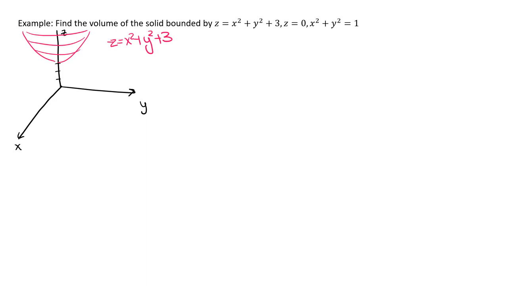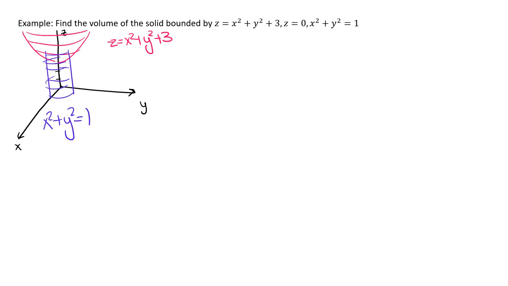That z equals x squared plus y squared plus 3 is a paraboloid. So the x squared plus y squared part tells me I have one of those paraboloids. And the plus 3 means it's been shifted up 3 units. So I've tried to sketch my paraboloid. And then z equals 0 is just my xy plane. So it's bounded, it looks like, on the top by this paraboloid, on the bottom by my xy plane.